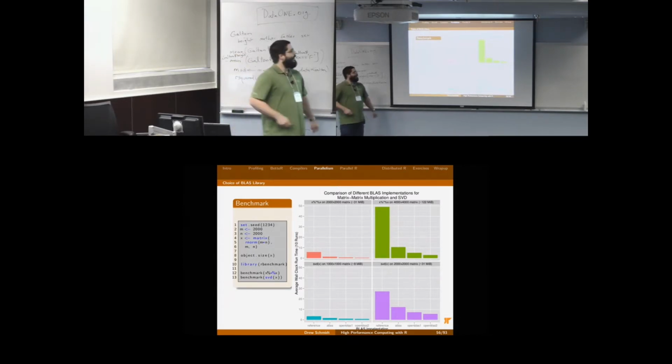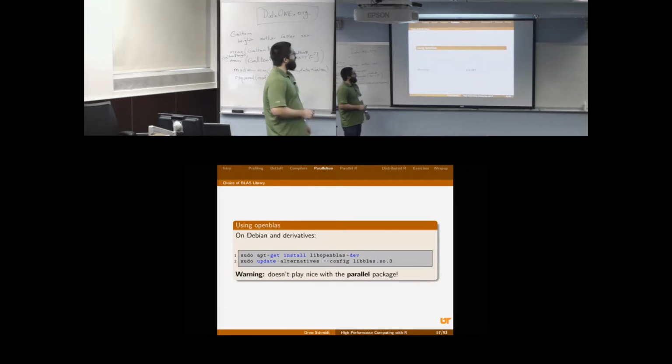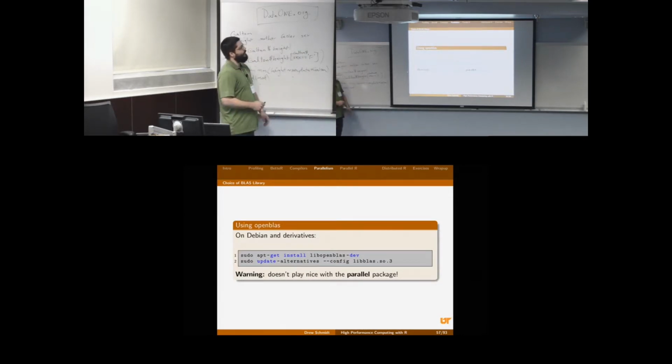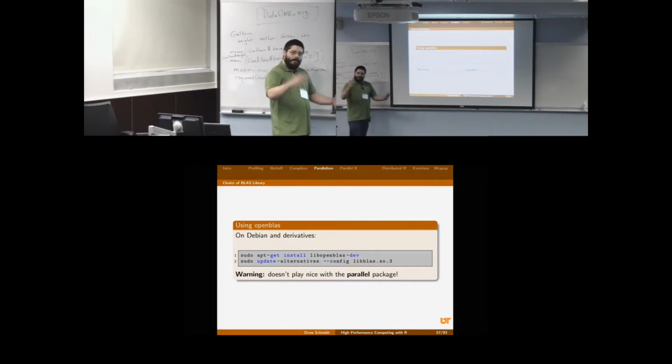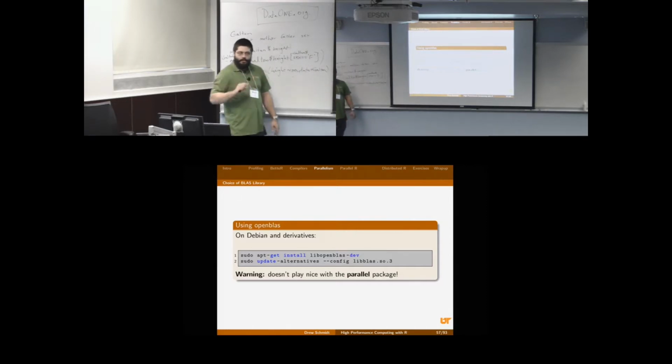It's exciting. But okay, so I mentioned using OpenBLAS on Debian and its derivatives. Using the software repository, apt-get install libopenblas-dev will install it for you. Then you can change which one R will use through update-alternatives, and just pass --config libblas.so.3. It will bring up a little interactive ncurses thing, and you can choose which one you want.